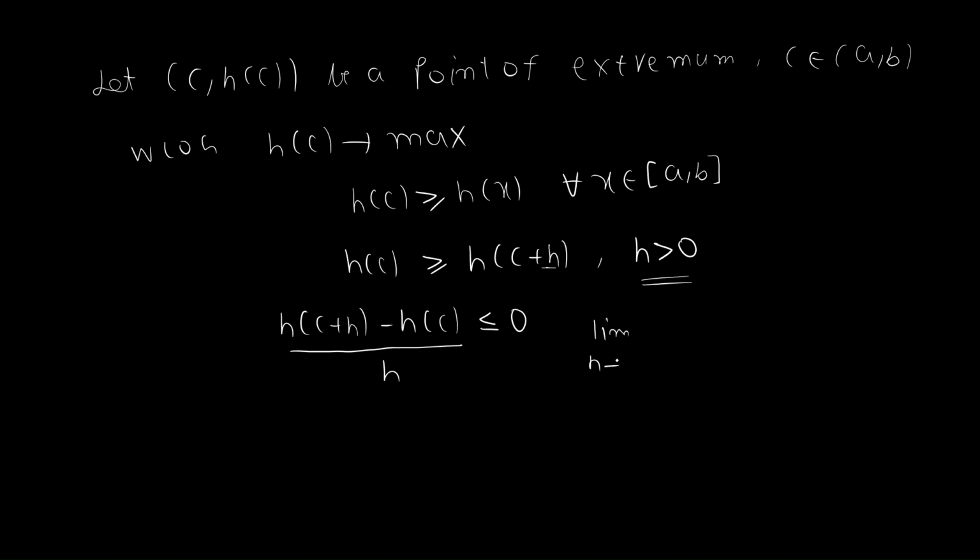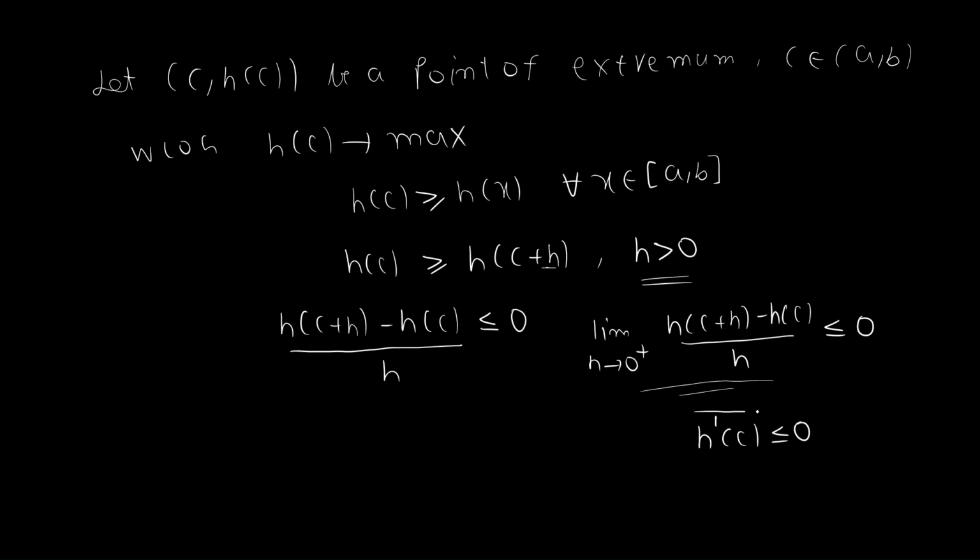Limit h tends to 0 plus of (h(c+h) - h(c))/h is less than or equal to 0. From the first principle of derivative, we know that this is nothing but h dash of c. So h dash of c is less than or equal to 0. Let's call this our inequation 1.